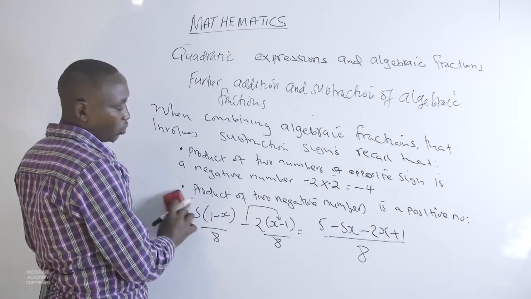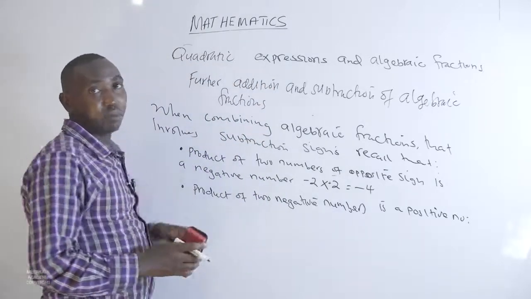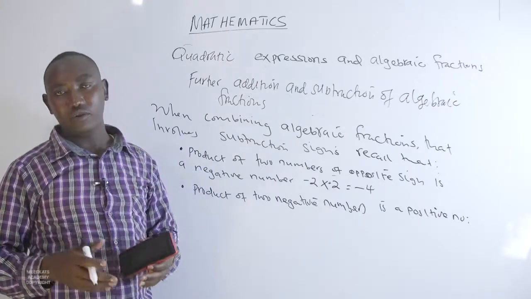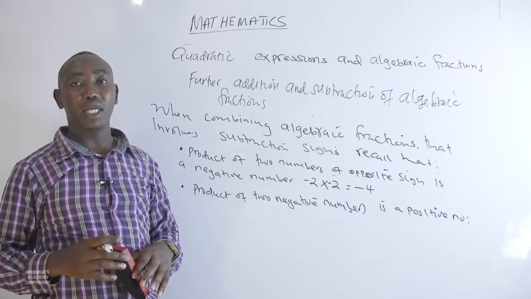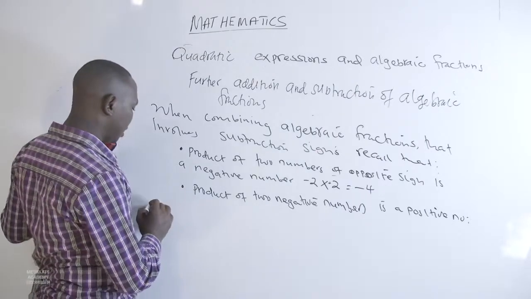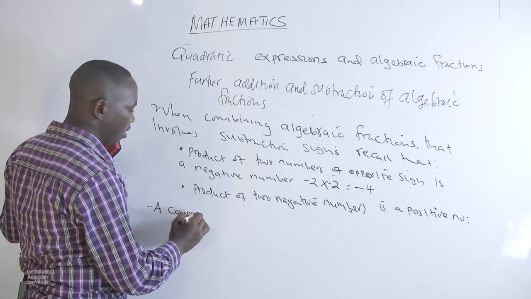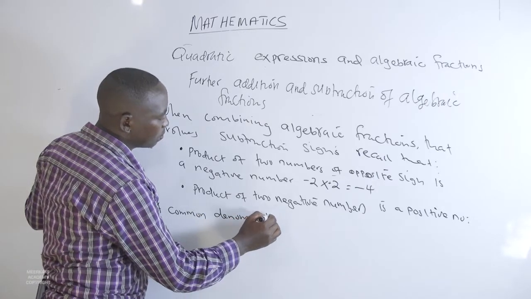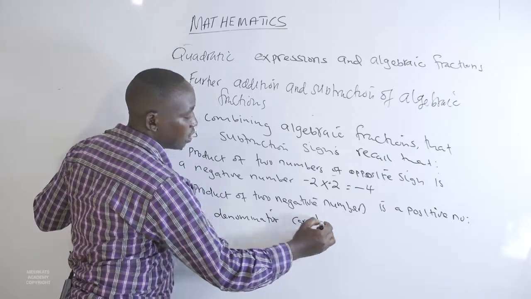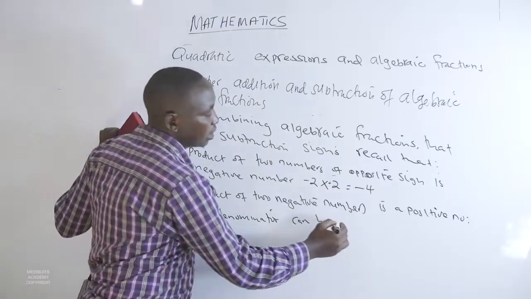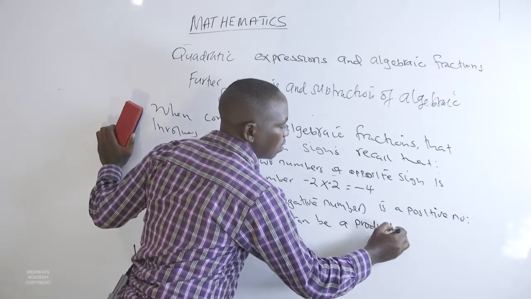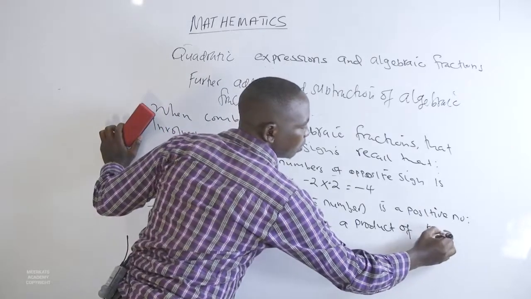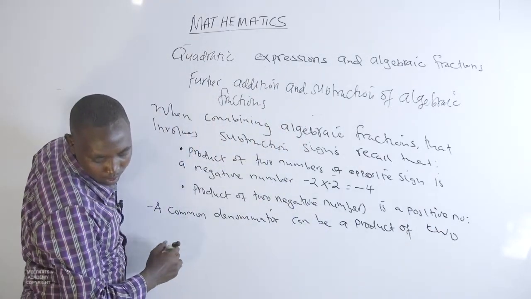Another thing that we need to understand is that sometimes the common denominator can be a binomial, the product of the two denominators of that particular fraction. That is, a common denominator can be a product of two binomial terms.